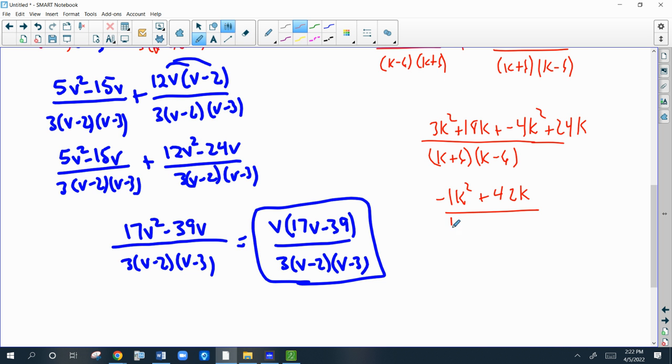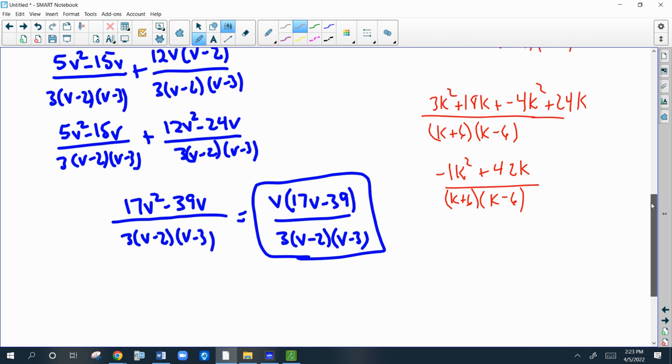Notice that they both have k's, so just like the previous problem, I'm going to factor that out. As a matter of fact, I'm going to factor out negative k. You don't need to, but usually when your first term is negative, you factor out negative. So I'm going to factor out a negative 1k, so a negative k. This would now be positive k, and this would now be minus 42. And that is it for that one, and that is it for the review.